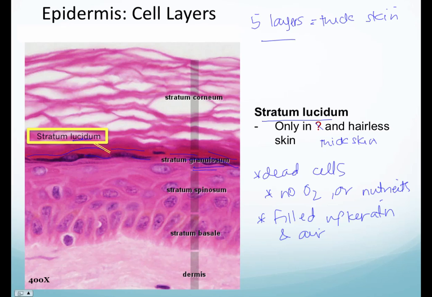Stratum granulosum, I remember I told you, you can see it by the darkest, most pigmented layer right here. It looks pigmented just because it's filled with all those granules. It's a stark layer. And where do you find this? You only find it in hairless skin, so the soles of your feet and the palms of your hands.